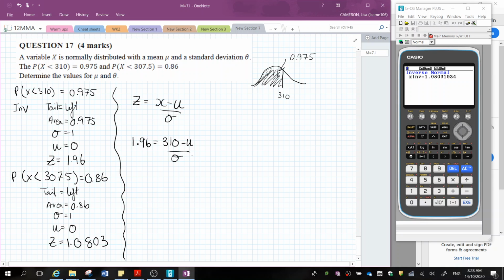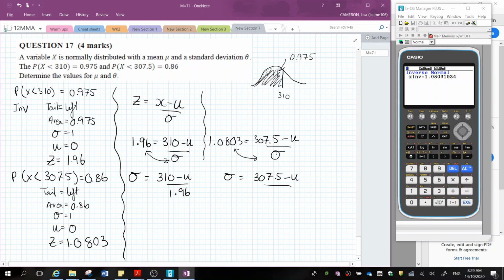Now, I'm going to do the same thing for the other equation. So 1.0803 is equal to 307.5 minus the mean over the standard deviation. Now, we are going to rearrange this. So I'm going to flippity-flop these two. What's on the bottom must come to the top. Okay, and that's going to give me standard deviation is equal to 310 minus the mean over 1.96, and standard deviation is equal to 307.5 minus the mean over 1.0803.